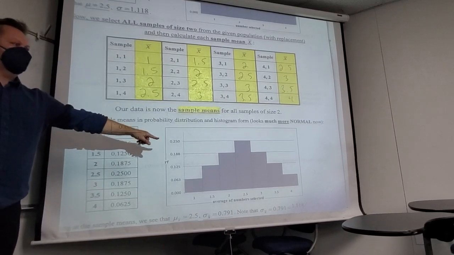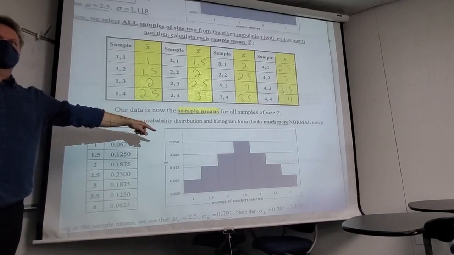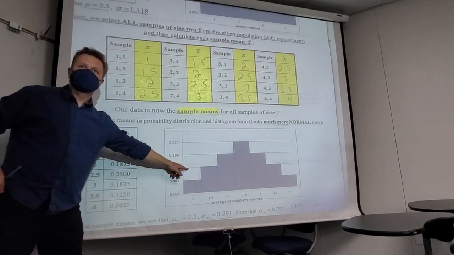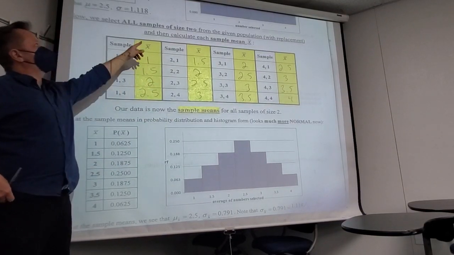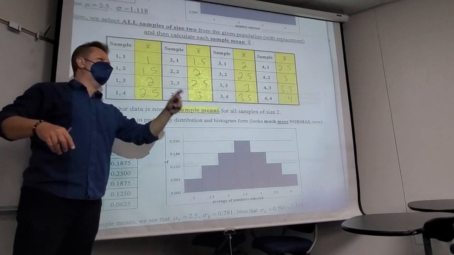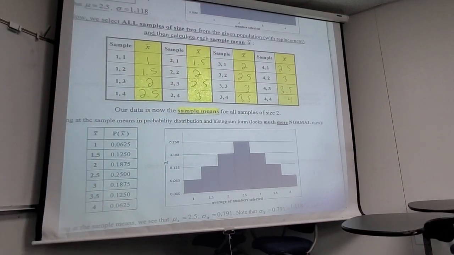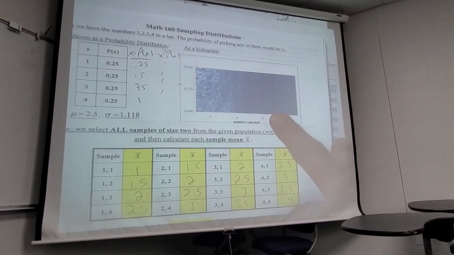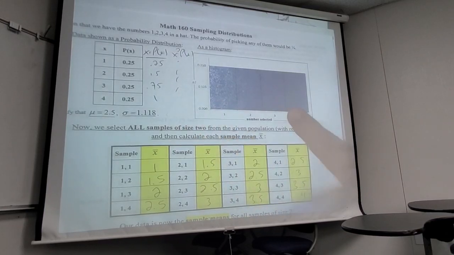If I plot those, does that picture look roughly normal now? Yes. And this is just from a sample of 2. I didn't get anywhere close to 30. Why did it look normal so quickly? Because was the original distribution ugly? The original distribution is already symmetric, yes?